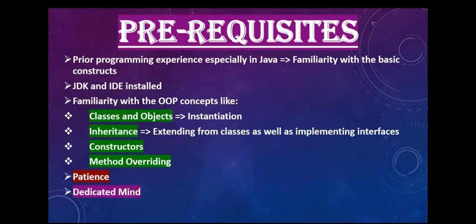The next one is familiarity with the object-oriented principles, which is the core of this video series. I hope that if you're following this series, you are already familiar with those object-oriented principles. By object-oriented principles, I mean concepts like classes and objects, instantiating objects, and how to use the new operator to instantiate an object of a particular class. Then we have inheritance, such as extending from classes and implementing interfaces, etc. Then we have constructors. Constructors are methods that automatically get called when a class is instantiated or an object is created from a class.